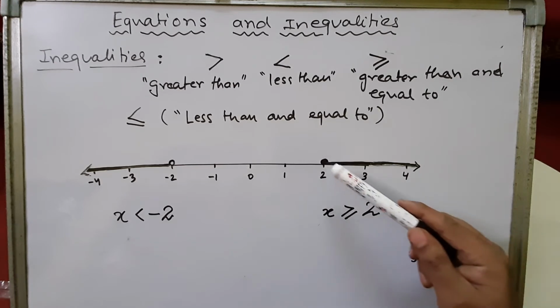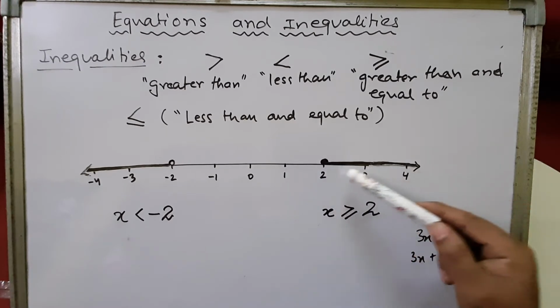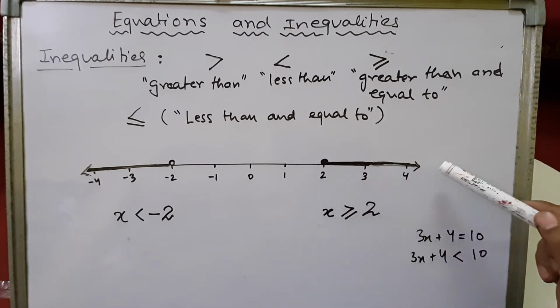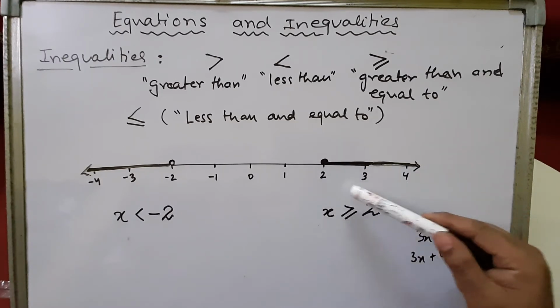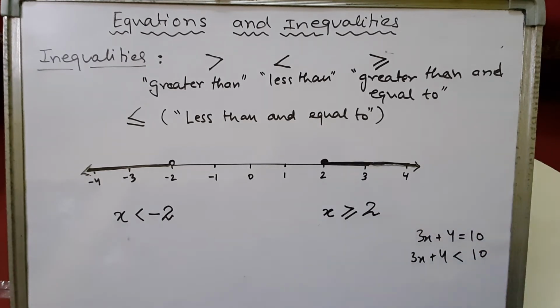Alright, so equal to. This dark circle, the shaded circle, is representing that x is equal to 2. And this dark line on the right hand side is representing all the values which are greater than 2 as well. So this is the way of representing the inequality x is greater than or equal to 2. Understood, children? Please note down.